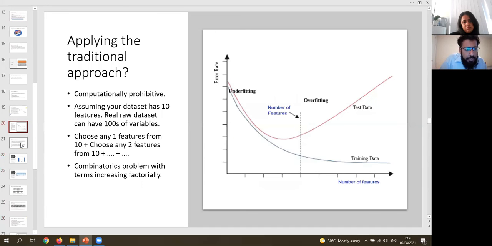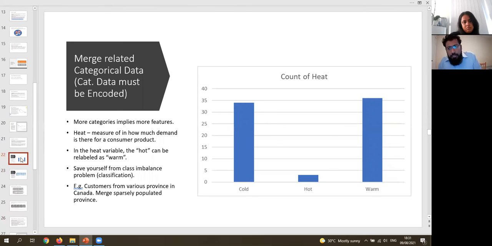Okay, so there are some good approaches. For example, if I have got categorical data about the heat of the product. Hot means the product is too much in demand. Warm means it is in demand, but it's not too high. Cold means the product is not much in demand. But you can see from my sample, the number of products which are hot is just 2 or 3 products. So what can I do here? I can combine the hot with the warm here, right?